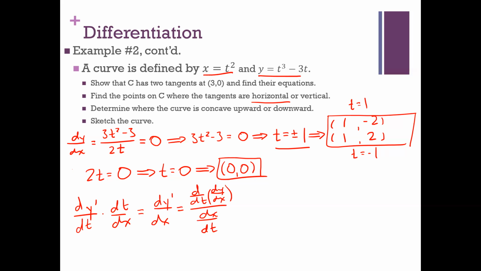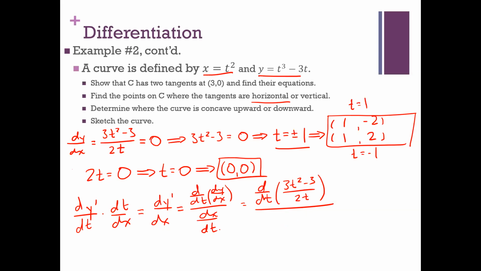Can we do this now? What's the numerator of this thing going to be? Not in general, but specifically for us. So the derivative with respect to t of dy/dx. So basically, I want to find the derivative of what? (3t^2 - 3)/(2t). So that's going to be a little more involved.